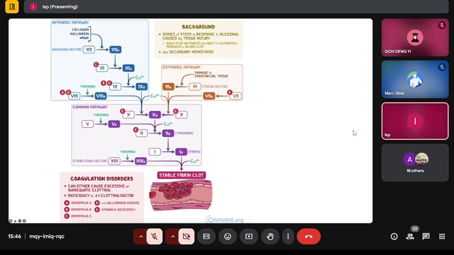Both of these intrinsic and extrinsic pathways, in the end, activate a common pathway where they activate factor 10, factor 10A, and finally it changes fibrinogen to fibrin. This forms a mesh-like fibrin clot to stabilize the bleeding point.